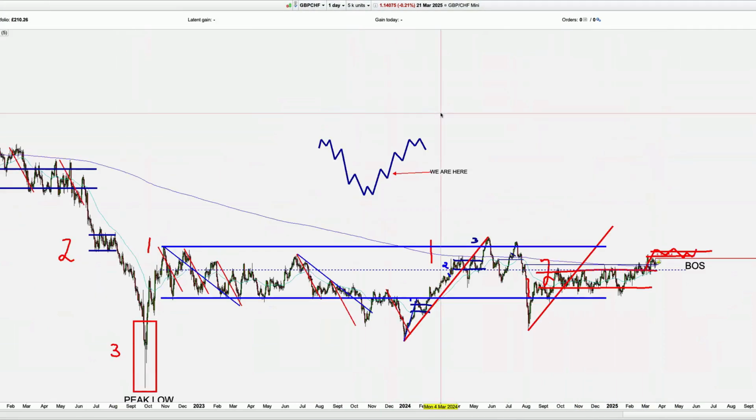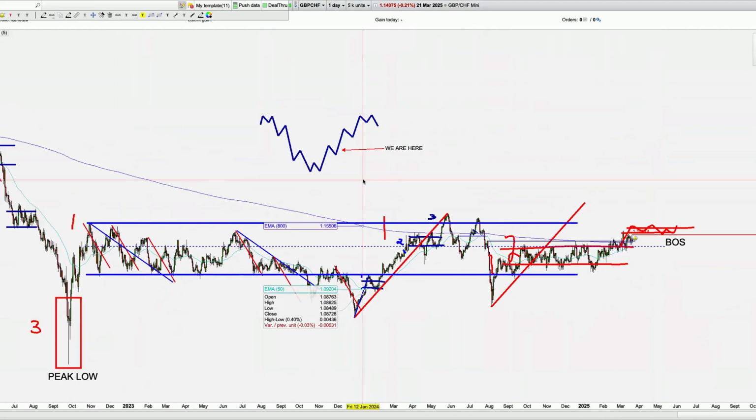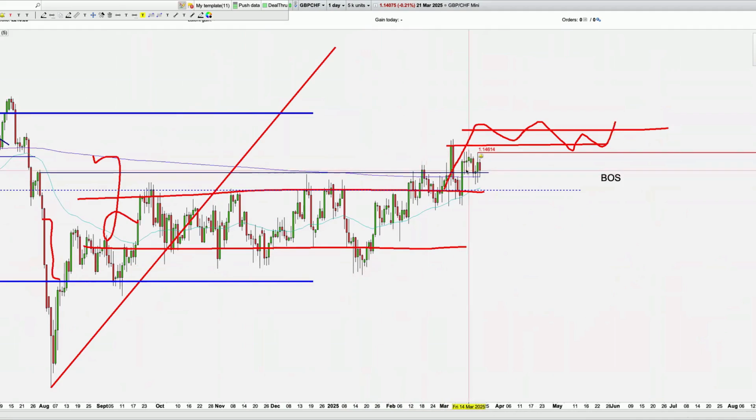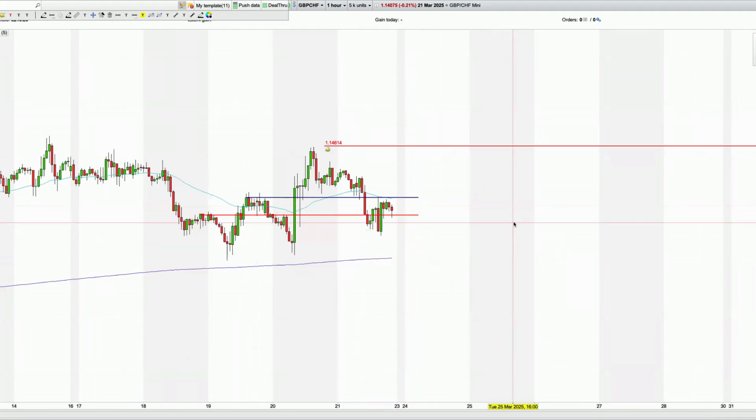This guy, GBP CHF, is level one consolidation. Let's have a look what's going on. So we've broken structure here. We have broken structure. There could be something materializing here, but it's not quite ready yet, so we pass.